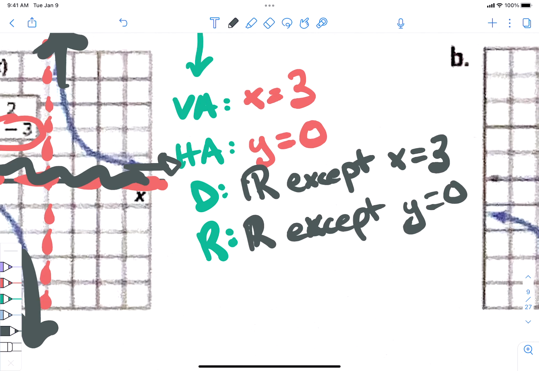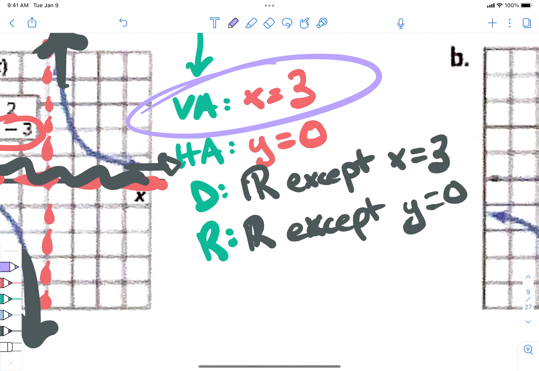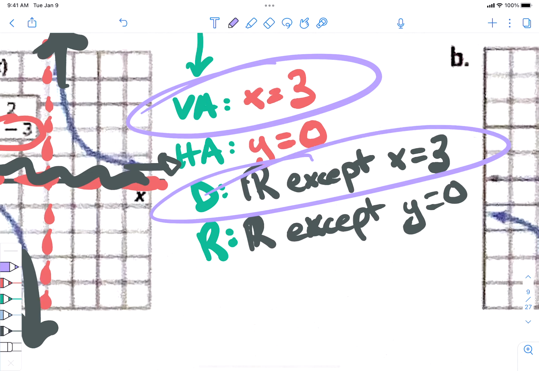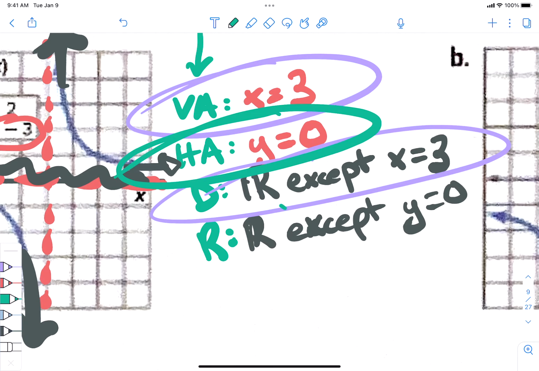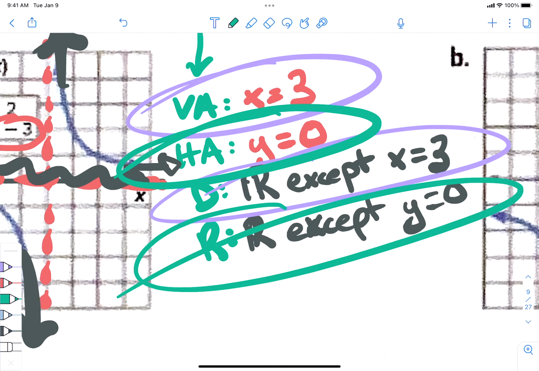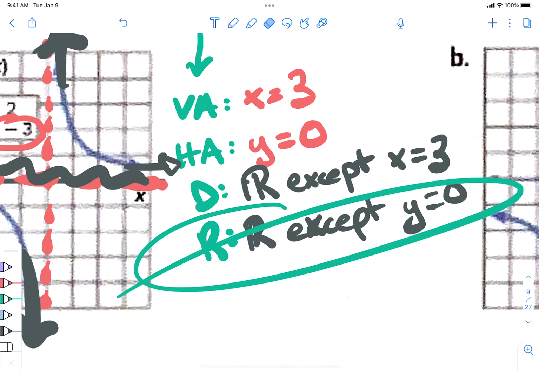Okay, now do you see a correlation here, folks? Your VA is x equals 3. That means x doesn't touch 3. That's where your domain is. Your HA is at y equals 0. That means your range doesn't touch y equals 0. That's the way that it is every single time, right? Okay, good.